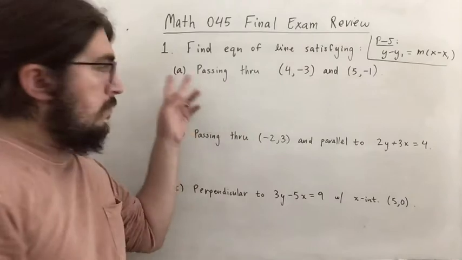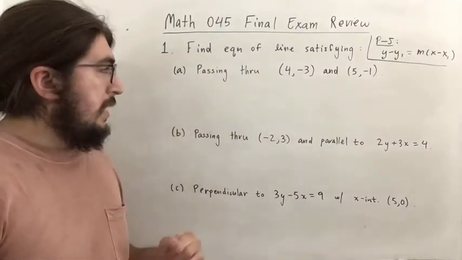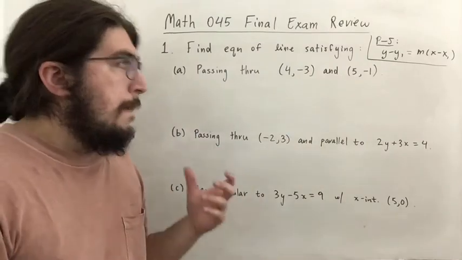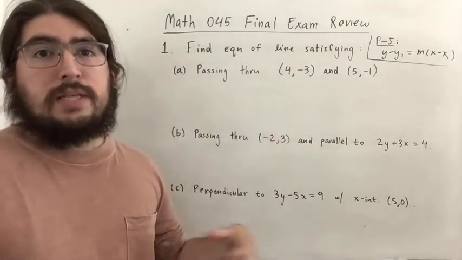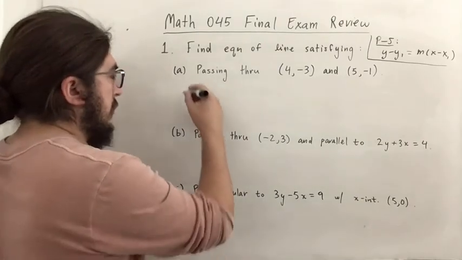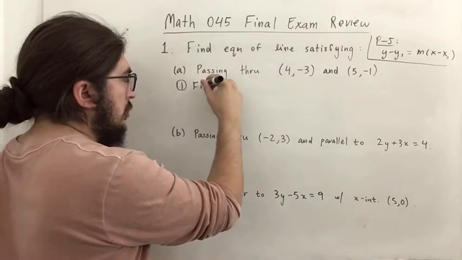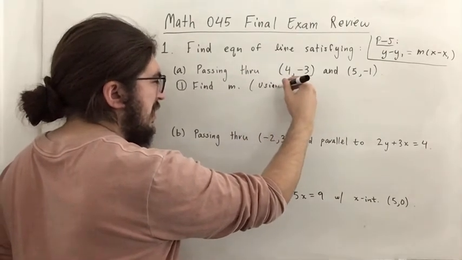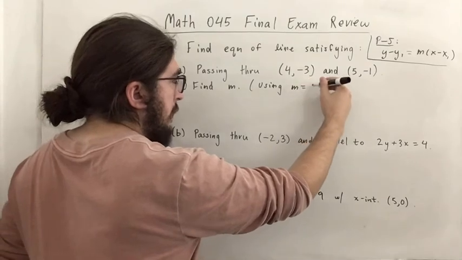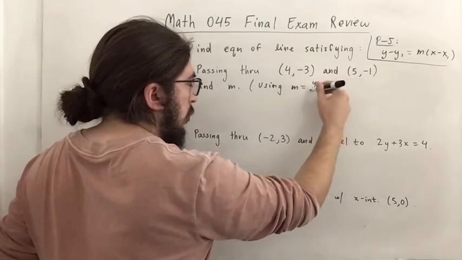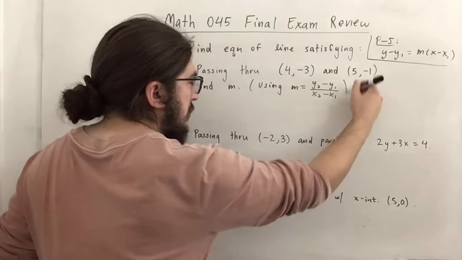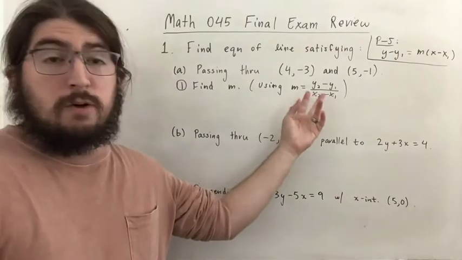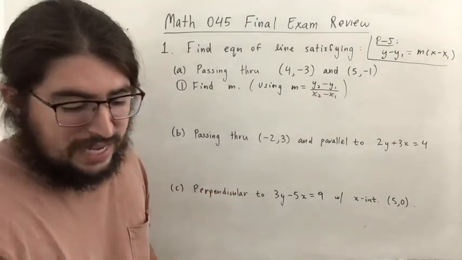The only issue with the first part of the question is that I'm given 2 points. I don't have a point and a slope, so I can't use point slope directly. But is there a way to find the slope with 2 points? Yes, it's with the slope formula. So the first step will be to find the slope, find m, and I'll do it using m equals y2 minus y1 over x2 minus x1. Think of slope being rise over run. Rise is y's, the vertical change, and run is horizontal change, so that's the difference of the x's.